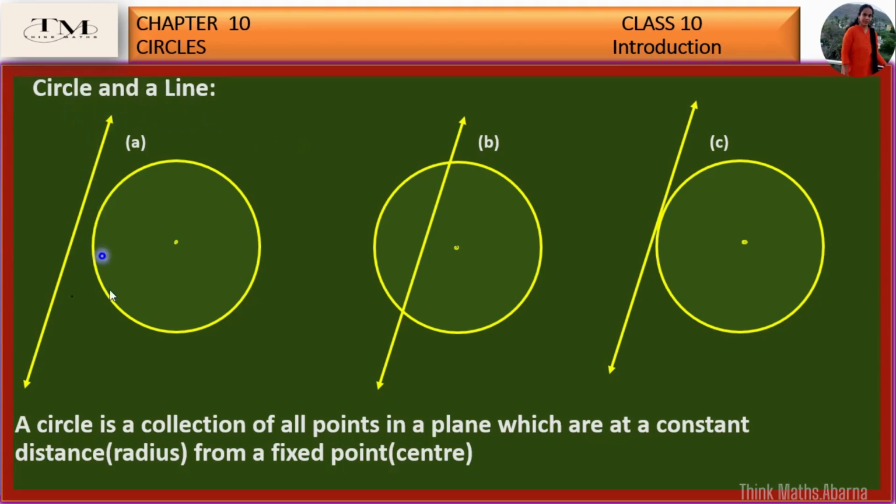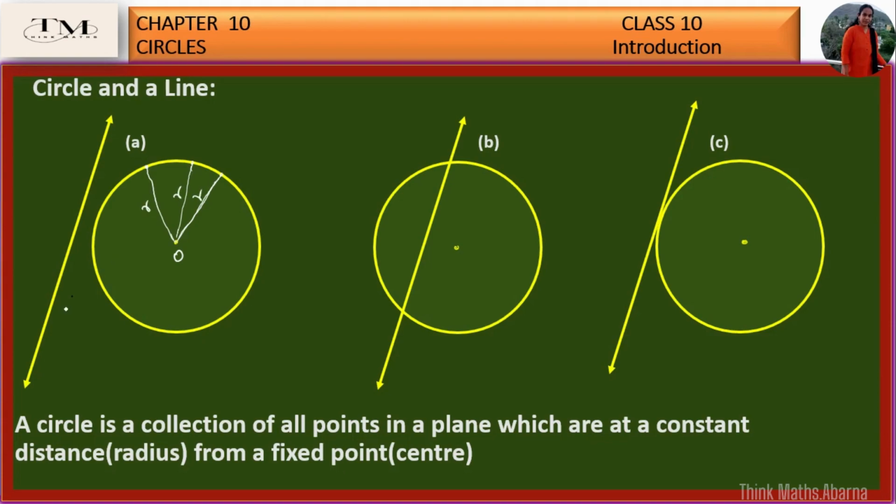What is a circle? It is nothing but a collection of all points in a plane which are at a constant distance from a fixed point. This is a circle and this is the center point, so O is the center point. How is the circle formed? It is a collection of all points in a plane. These points are at a constant distance from the center. It is called the radius.